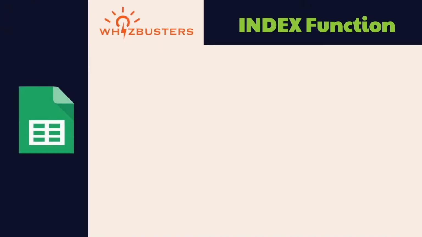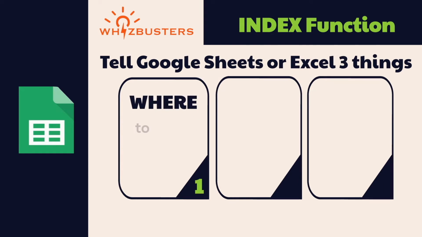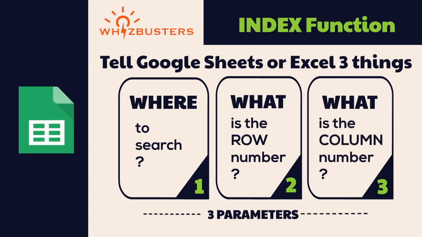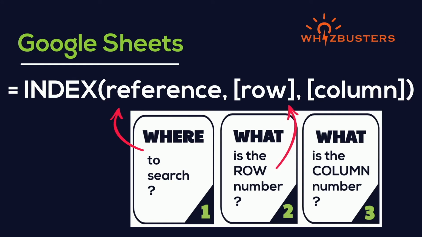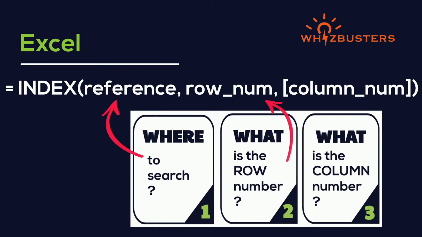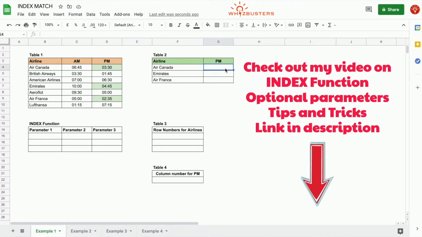To use the index function, we need to tell Google Sheets or Excel 3 things. 1, where we want to search, that is, the range of cells of the table. 2, the row number in the range of cells in the table or list. And 3, the column number in the range of cells in the table or list. These are the 3 parameters or arguments of the index function. In Google Sheets, you will see equal index, reference, row, column, while in Excel, you'll see equal index, reference, row num, column num. For more details about the index function, such as optional values, tips, and tricks, check out my video on this. See the link in the description below.